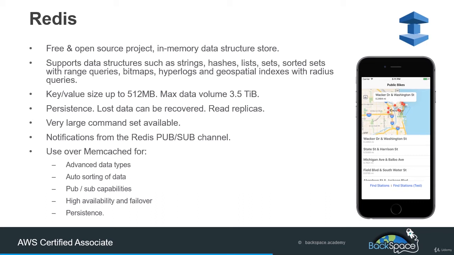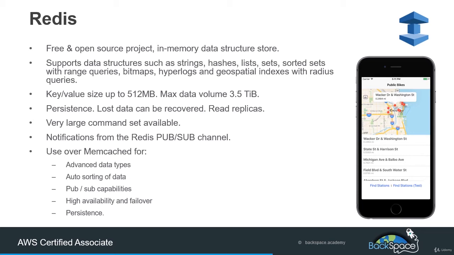So you would use it over memcached, obviously, where you would require that advanced data type, where you would require auto sorting of data, where you would require pub sub capabilities, where you require high availability and failover, you want persistent data. So that is where you would use Redis.